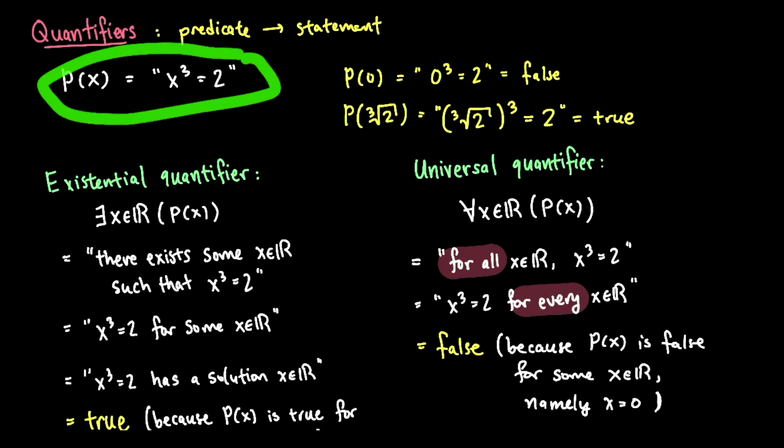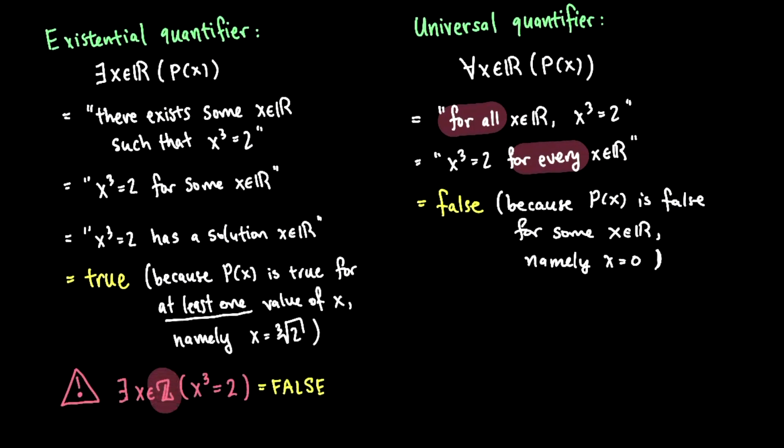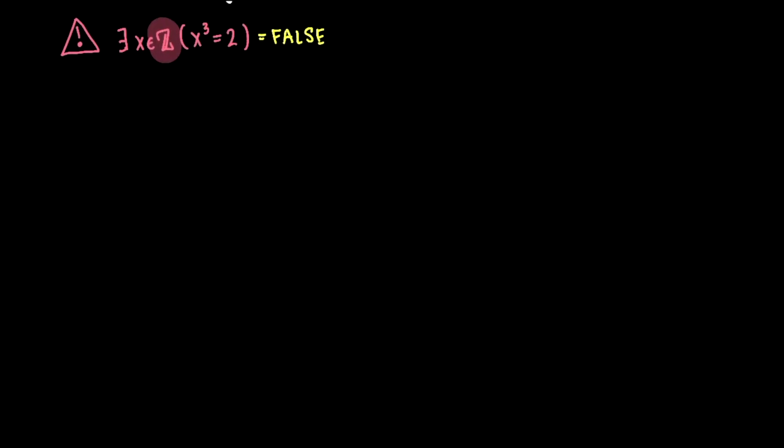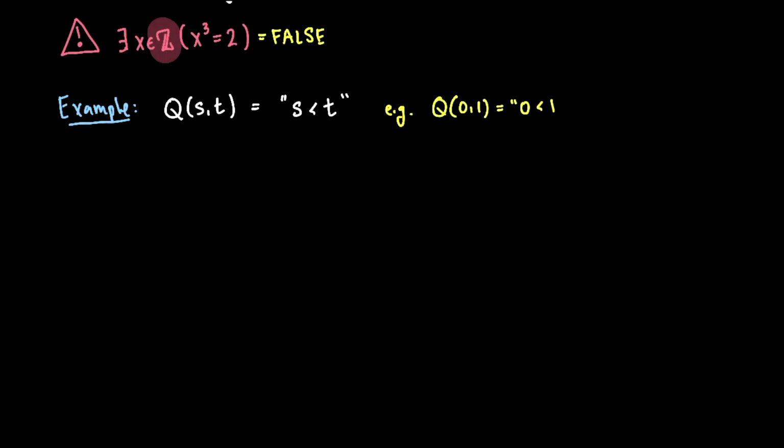Now, if I had a predicate with two variables, things get a lot more messy. So let me give you an example of that. A simple example of a predicate with two variables. Let's say Q has two variables, s and t. And Q of s, t can be the statement that, let's make it simple, s is less than t. As an example, Q of 0, 1 is true because 0 is less than 1.